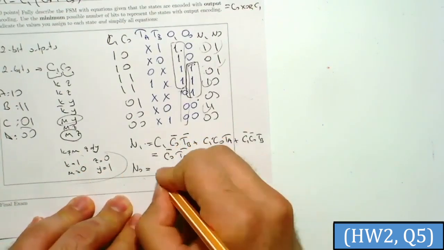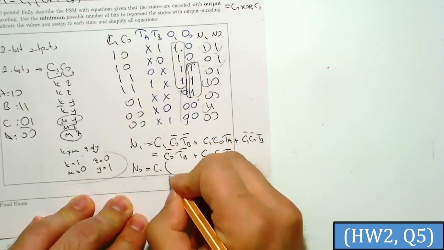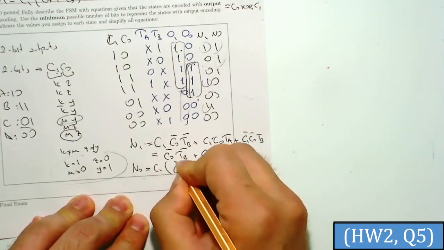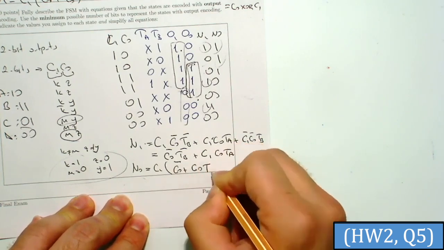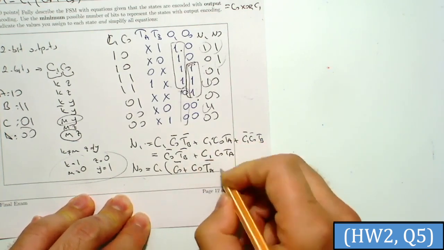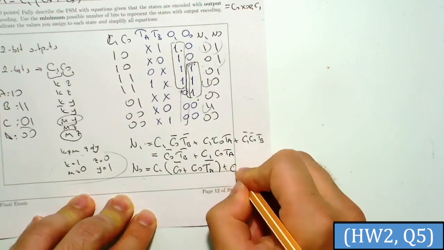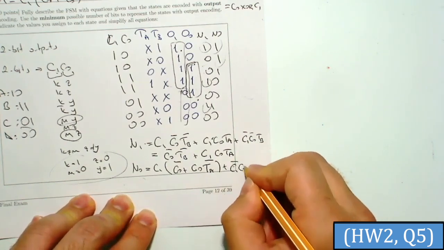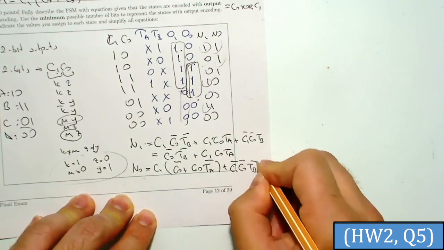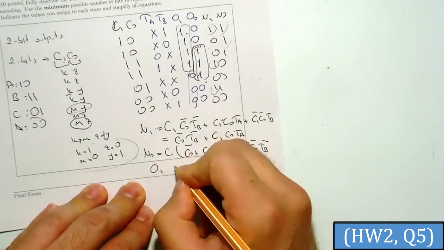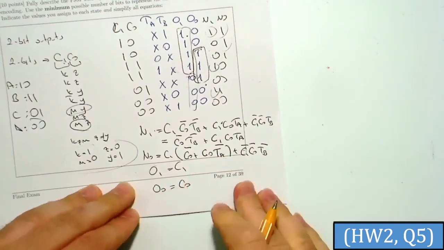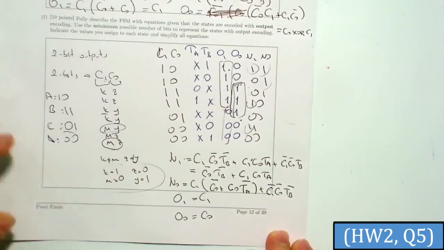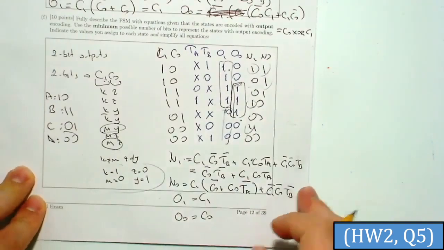and for n0 I will have C1 C0 not here, or C0 TA not, or C1 C0 not, and TB not. And for O1, I already ensured that this is determined by C1, and O0, this is determined by C0. Okay. So this is the F1.